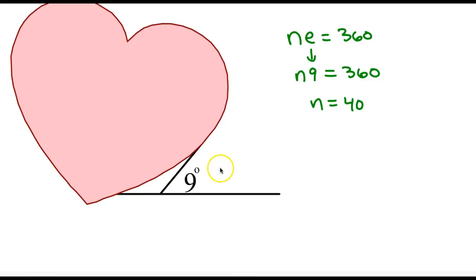Now let me ask you a question. See if you can get this right. What is the interior angle measure? Well, I know that these two right here form a linear pair. So that means they add up to 180. This isn't drawn to scale. A 9-degree angle doesn't look like that. But if these two add up to 180, then I can say 180 minus 9 gives me 171 degrees. So that's the interior angle measure here.